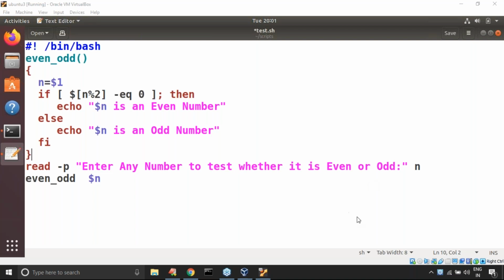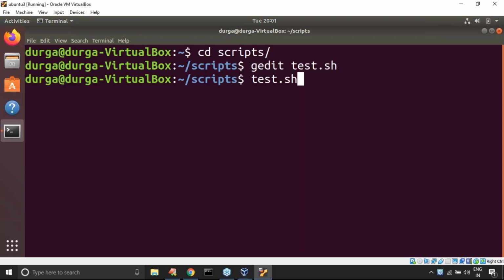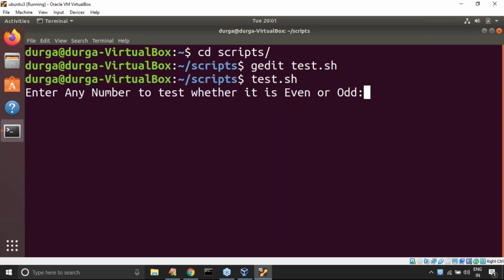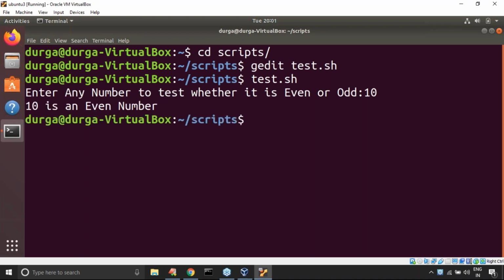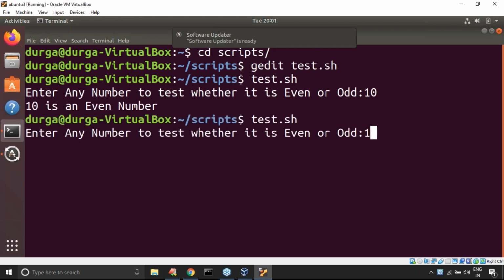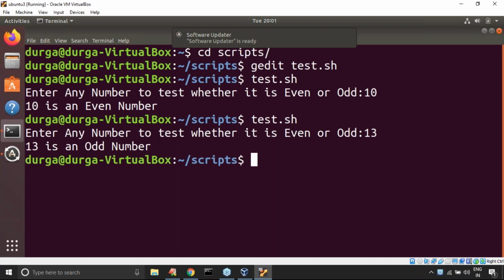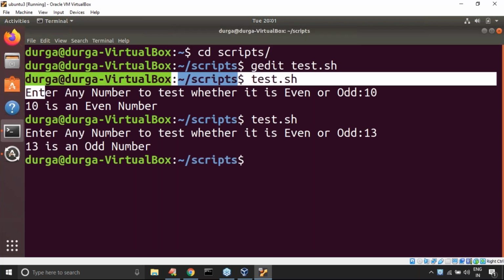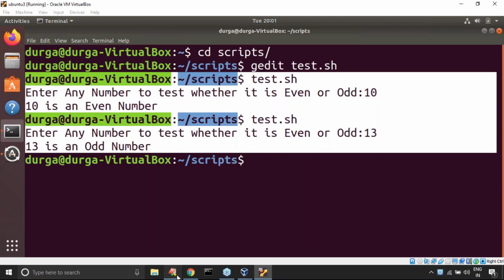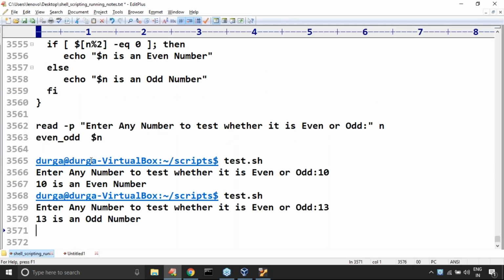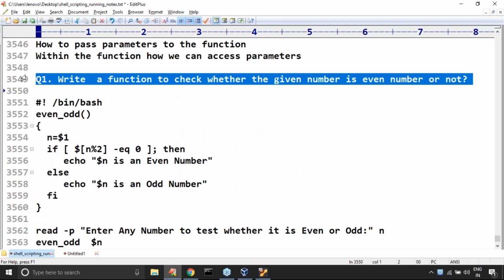Now let me execute this code: test.sh. Enter any number to test whether it is even or not. I'm taking 10. 10 is an even number. Now I'm taking 13. 13 is an odd number. Perfectly, it is working. There is no problem at all. Is it clear for all of you? That was the first example: write a function to check whether the given number is even or not.